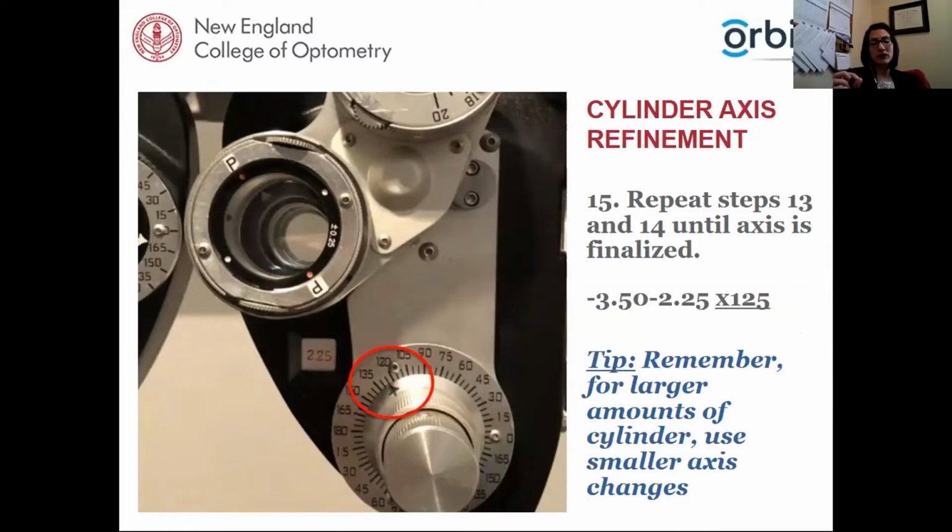And remember, this is sort of that other tip, because we're working with a higher cylinder power, 2.25 diopters of cylinder, we want to make smaller axis adjustments. So instead of every time the patient makes a choice, maybe rotating it 15 or 10 degrees, we might only want to use 5-degree changes in this case because the cylinder power is much higher, and so the patient's vision will fluctuate significantly if you make large axis changes.